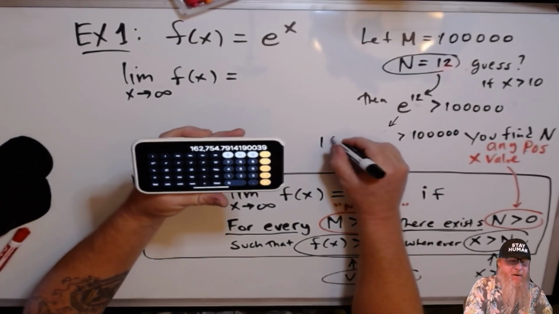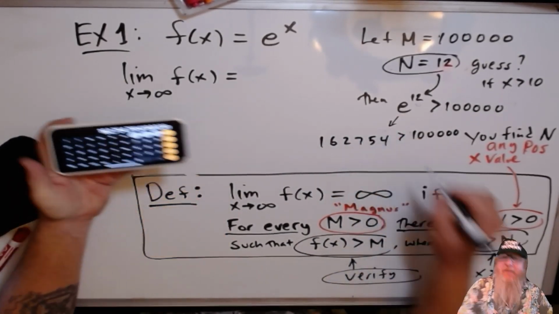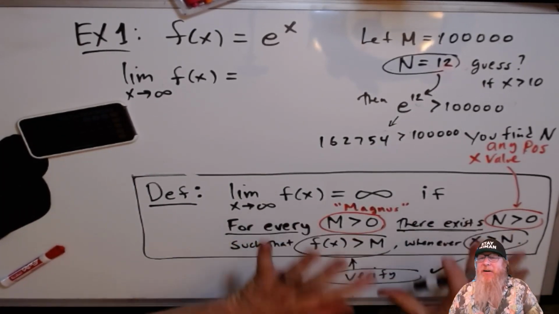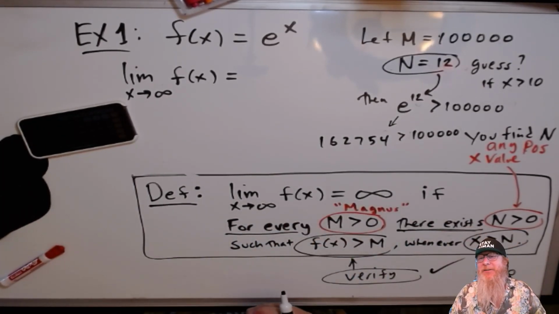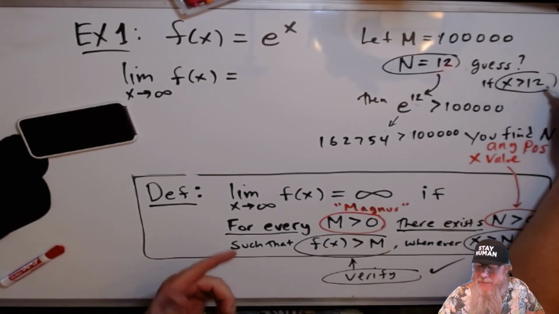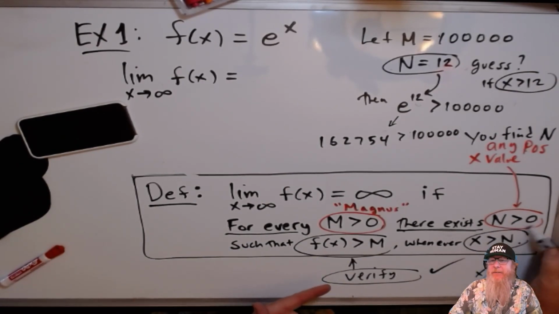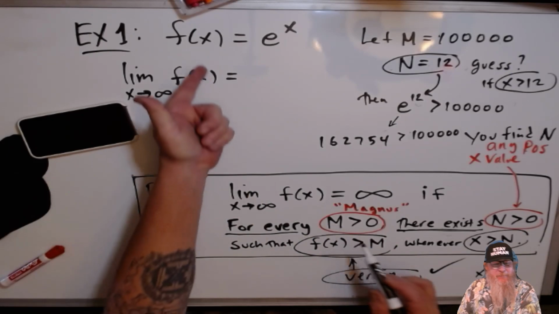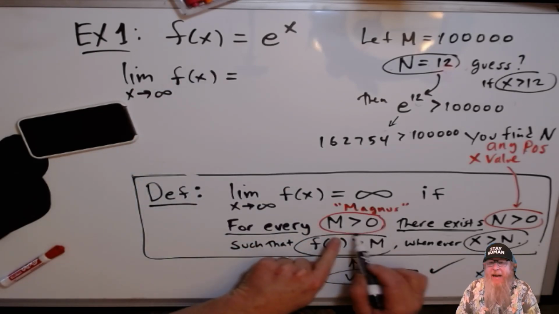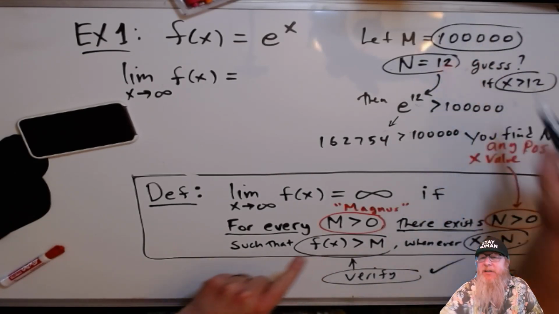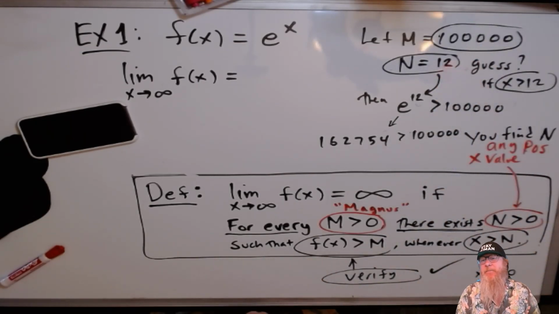And sure enough, 162,754. Check. So I'm just verifying that it satisfies the definition. And I mean, I could do this all day. Anytime x is bigger than 12, that's my n, then I'm guaranteed that this function will be greater than the magnificent number, the magnitude of 100,000.